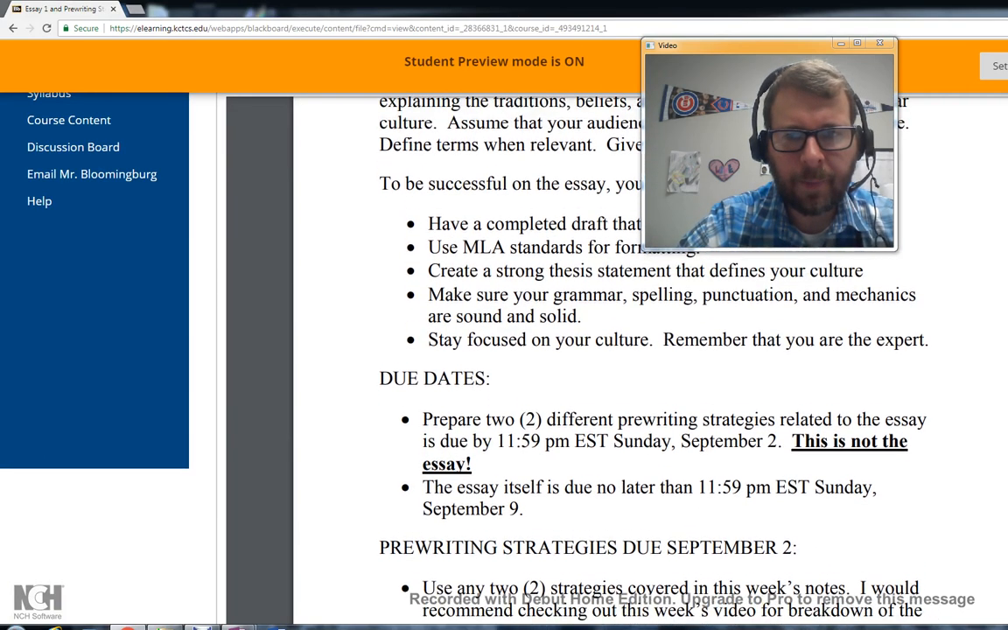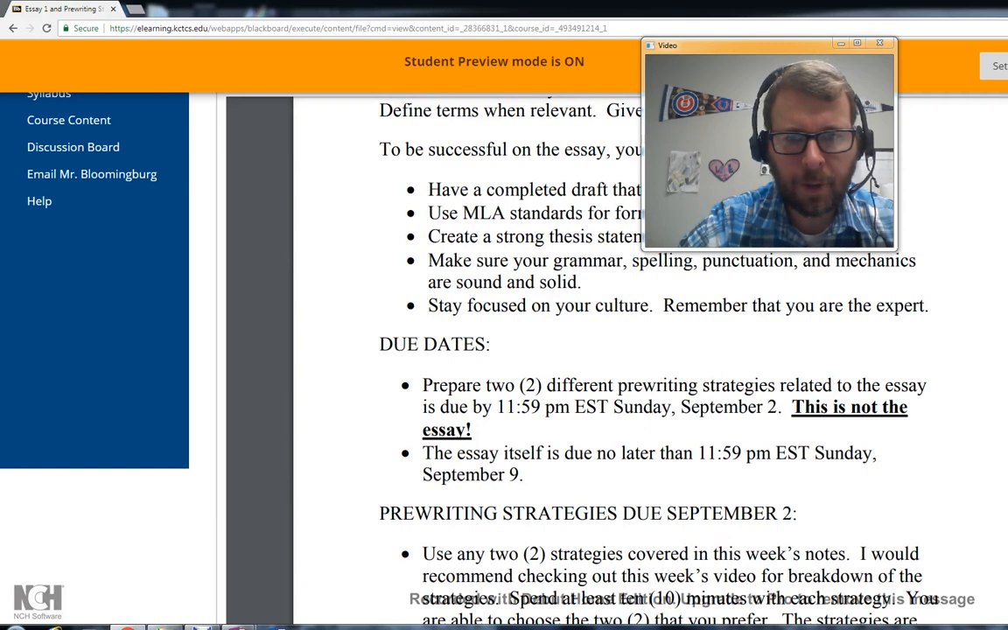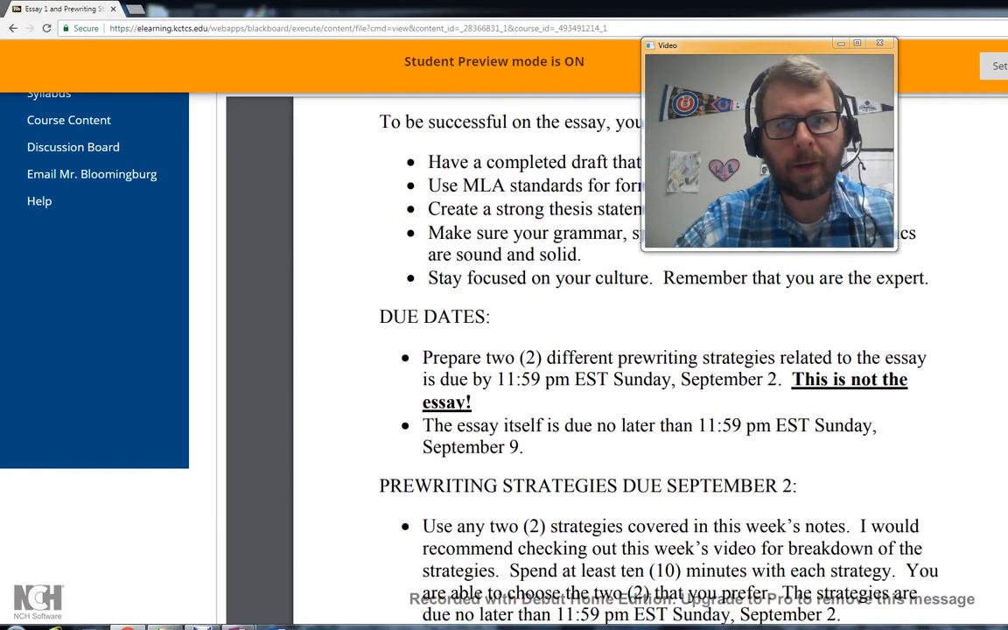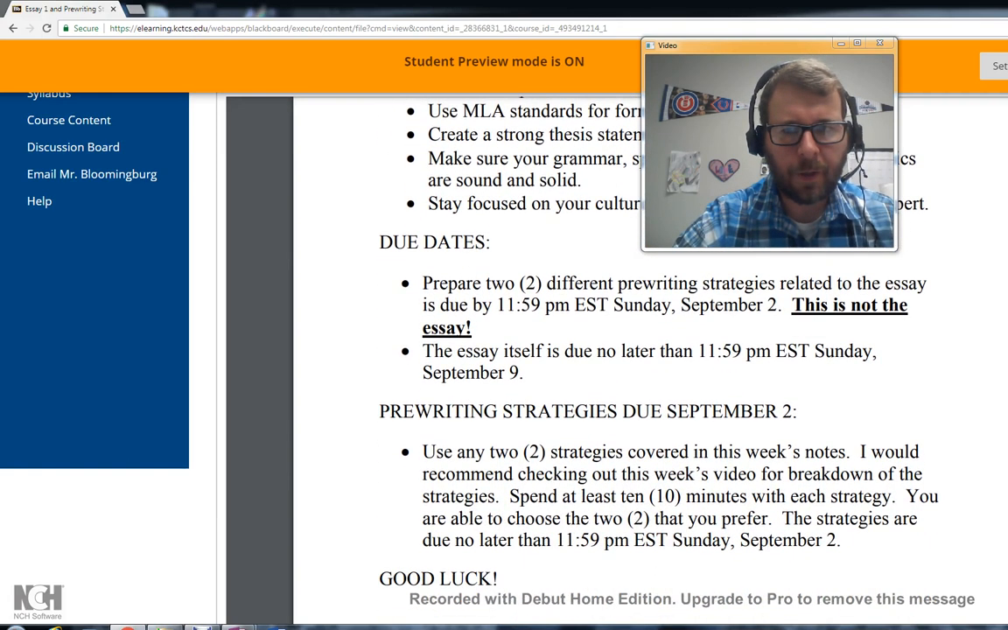Create a strong thesis statement that defines your culture. Make sure your grammar, spelling, punctuation, mechanics are sound and solid, and stay focused on your culture. Now, you've got two different pre-writing strategies that you need to come up with, and you need to type these out.